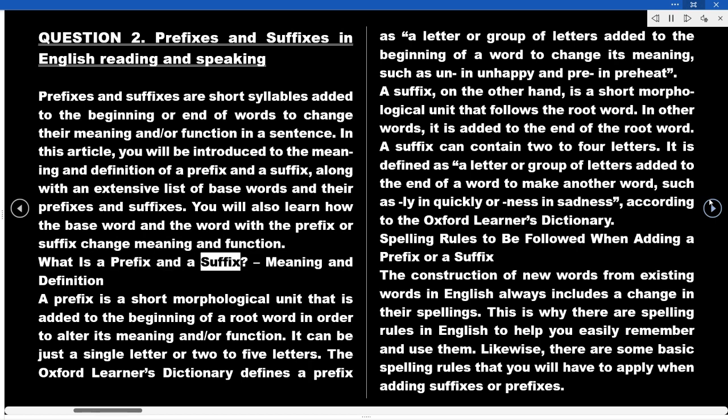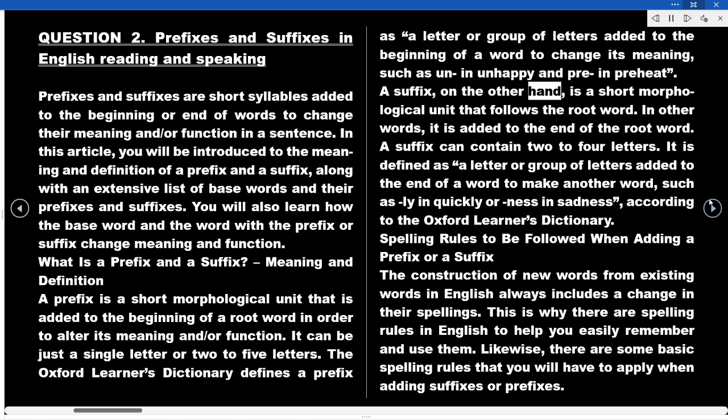What is a prefix and a suffix? Meaning and definition. A prefix is a short morphological unit that is added to the beginning of a root word in order to alter its meaning and/or function. It can be just a single letter or 2 to 5 letters. The Oxford Learner's Dictionary defines a prefix as a letter or group of letters added to the beginning of a word to change its meaning, such as un in unhappy and pre in preheat.